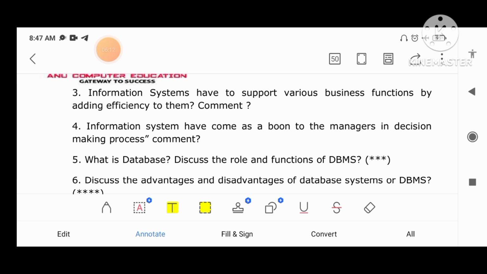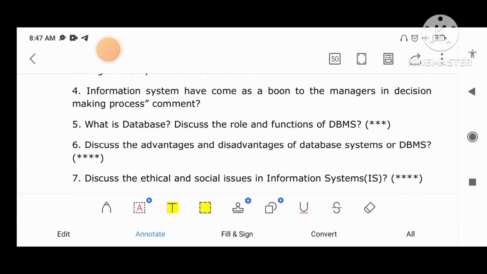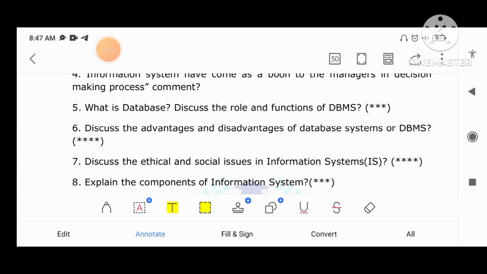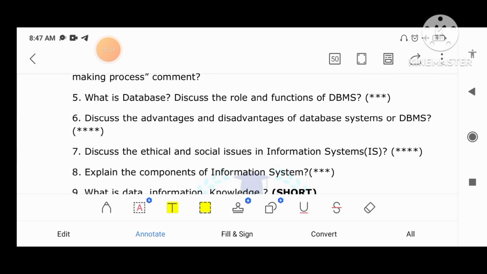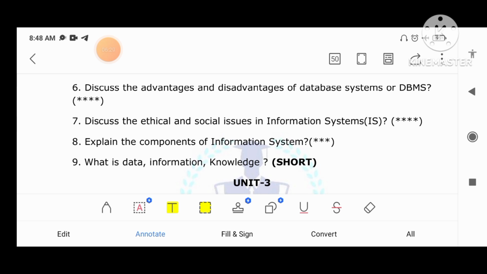Next, discuss the advantages and disadvantages of DBMS. And next is discuss the ethical and social issues of information systems, and explain the components of information system. And this one. So why are there more questions?